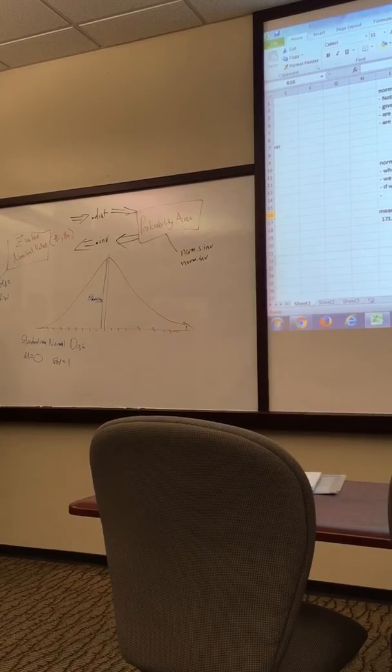Say that again one more time. I missed the first portion. When we use norm.s.dist, we don't have to report what our standard deviation and our mean is, because it's already assumed that it's 0 and 1. Okay. But when we use norm.dist, we have to input into the equation both the mean and the standard deviation.